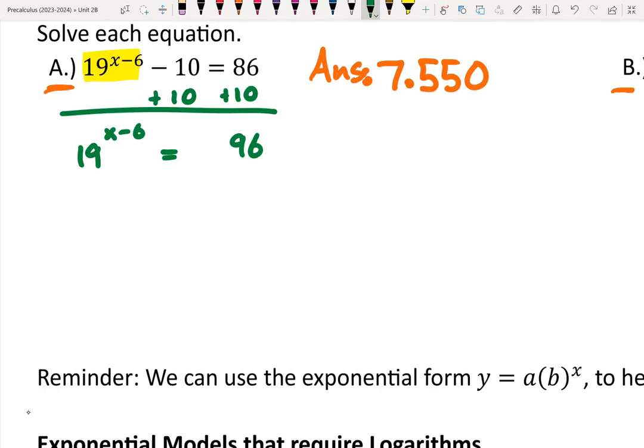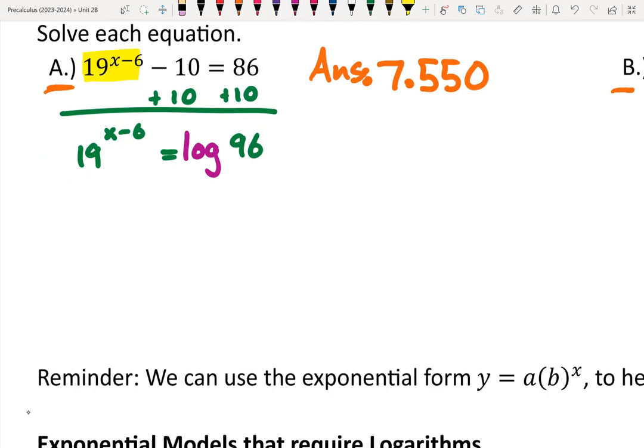Log both sides. Now, originally when we did this, we just did log and log. But I showed you guys a little trick. What would make this a little bit quicker for us? What kind of log would we want to actually use? What's the base of our exponential? If we use a log of that same base, that can help us out a little bit. Make it a little bit easier. If you do it the other way, that is perfectly fine.